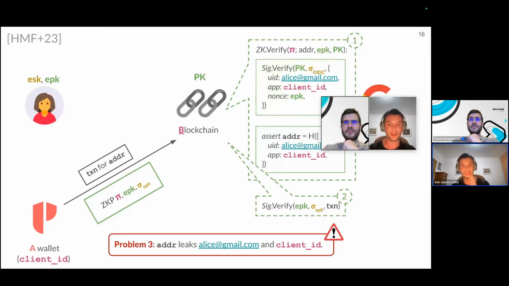What about leakage? So if you look at the address, the way I wrote it here, it can actually be brute forced. So these client IDs are public and email addresses are low entropy.